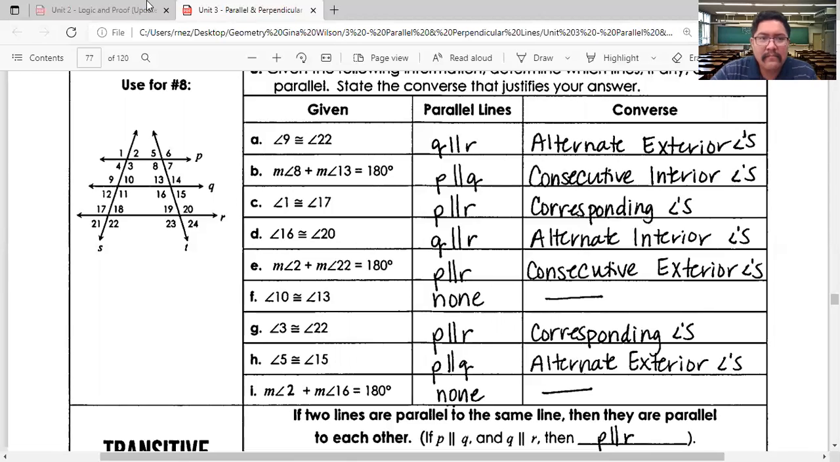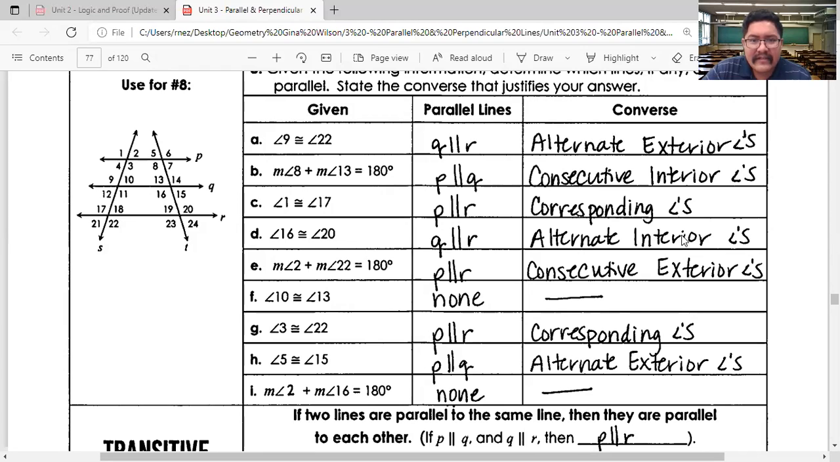All right, let's go with D. So part D says 16 and 20. So 16 is here, and then I'm going to look a little bit for 20 over here. So 16 and 20 right there and there. So T is the transversal, and one is on Q, the other is on R. So they are proving that Q and R are parallel.